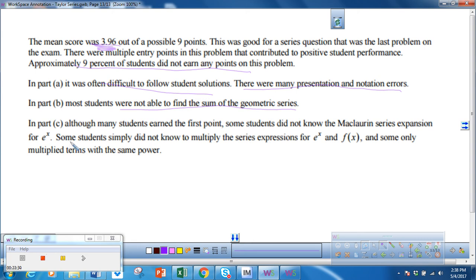But this is what got me. Many students earned the first point. Some students did not know the Maclaurin series expansion for e to the x. That better not be any of my students. You all should know e to the x, cosine x, sine x, and 1 over 1 minus x. And then a lot of kids just didn't think about using just basic algebra to multiply those series together.